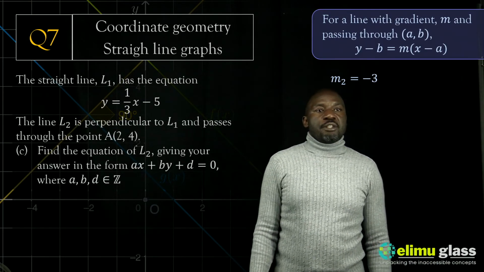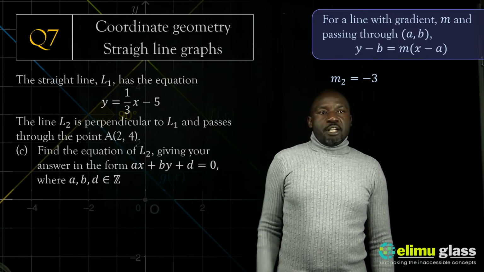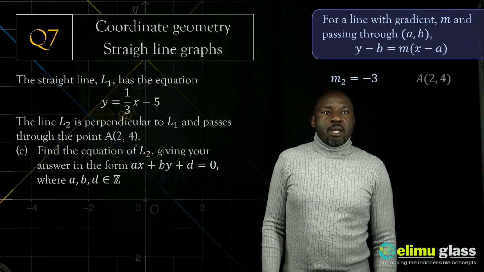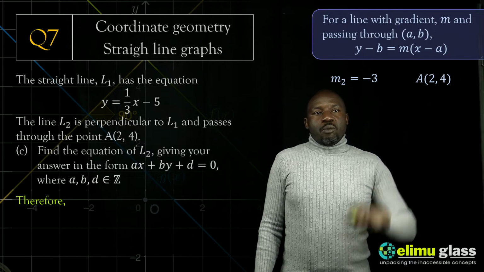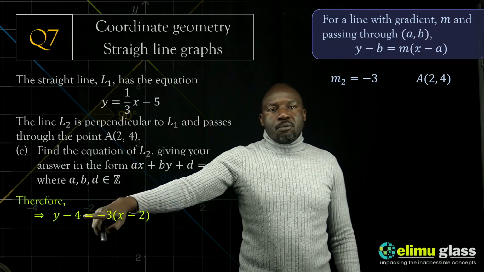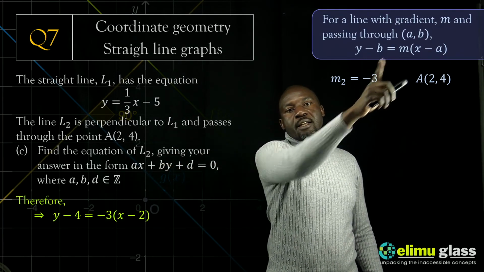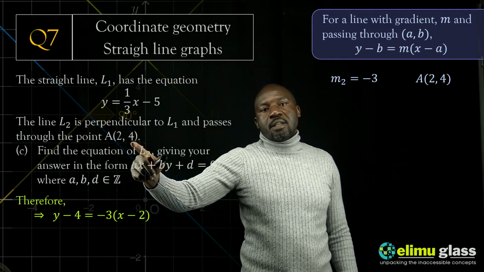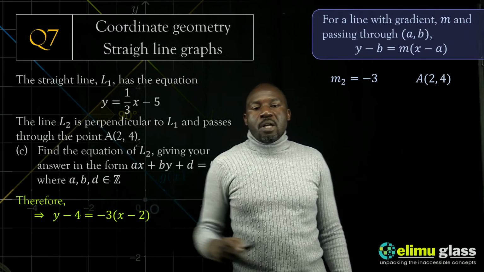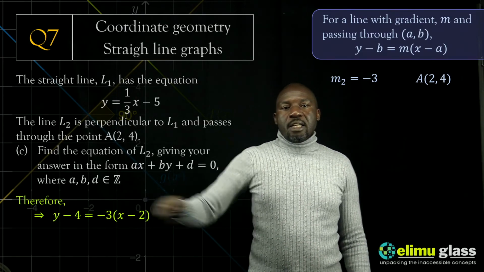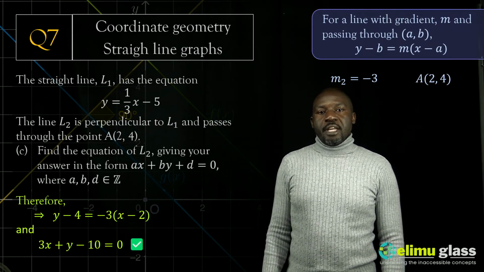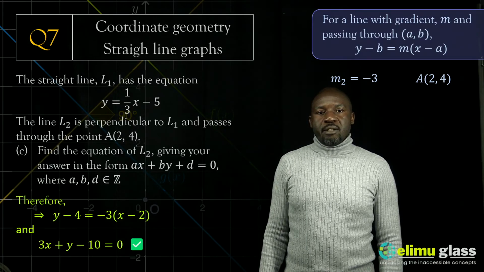So we know the gradient of line 2, and we know the coordinates of the point through which line 2 is passing. With that information, we substitute into this formula. So y minus 4, the y value of the point, equals -3, which is the gradient, into x minus 2. When we rearrange that, we get 3x plus y minus 10 equals 0.